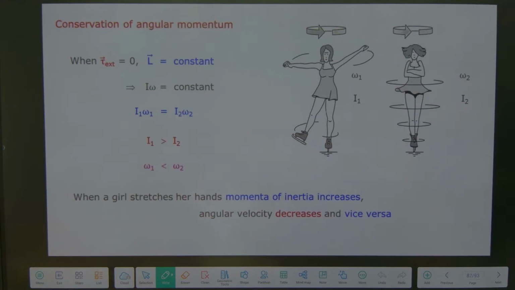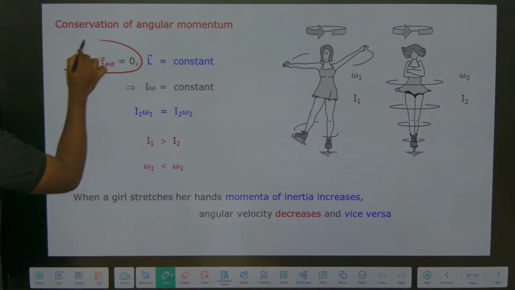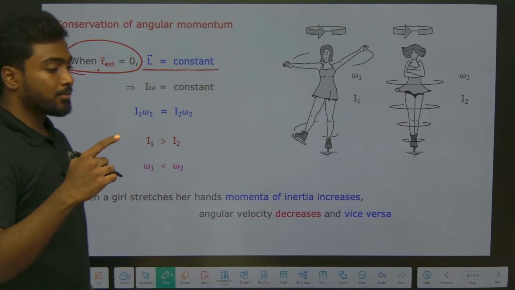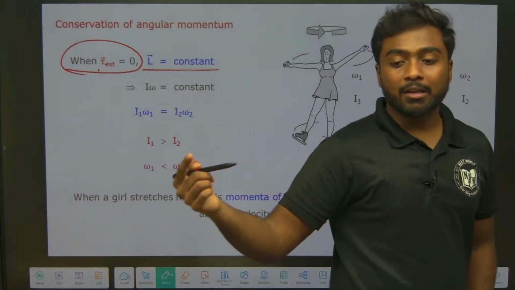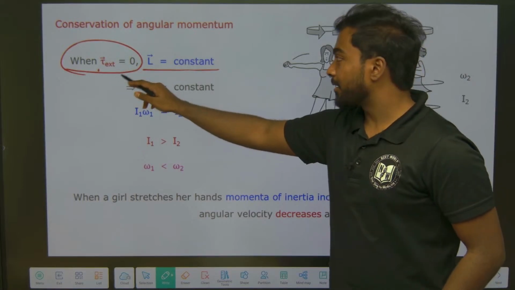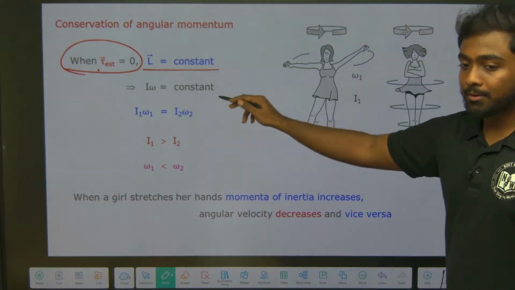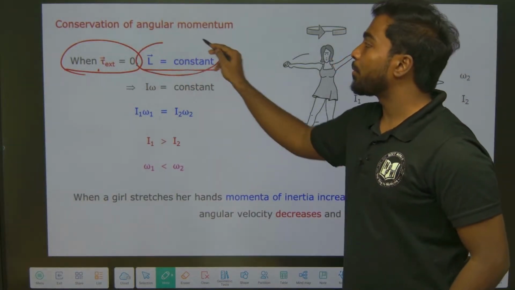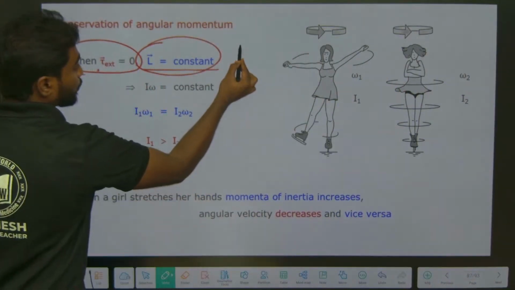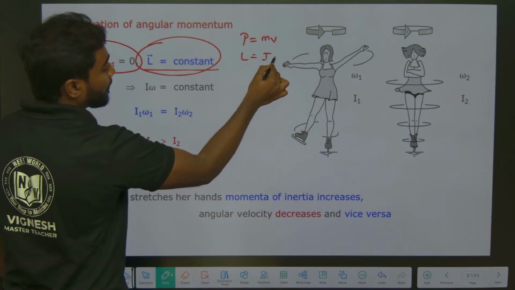So, conservation of angular momentum. When there is no external force acting, the linear momentum is conserved. Whereas here, when the external torque is zero, the angular momentum is conserved, it is constant. Angular momentum is nothing but I omega. Momentum formula is mass into velocity, whereas angular momentum is I into omega.